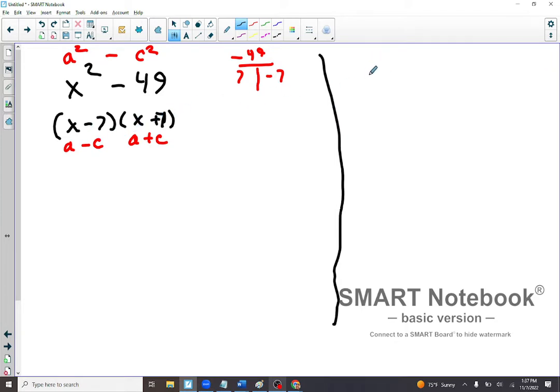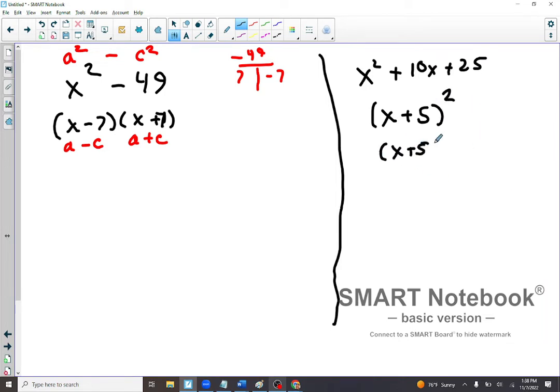Another special case is x squared plus 10x plus 25. What multiplies to 25 and adds to 10? 5 and 5. Because they're the same thing twice, I could rewrite it as x plus 5 squared. Now, if you write x plus 5 times x plus 5, you still get it correct. I just want you to know these two things are the same, but x plus 5 squared is also an acceptable answer. Those are considered special cases. We kind of use the one on the left in completing the square, but we'll use those more in the future. Just be aware of that.